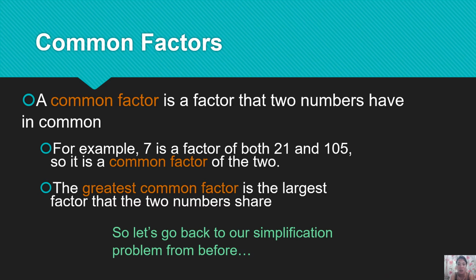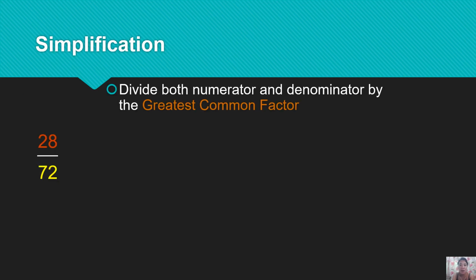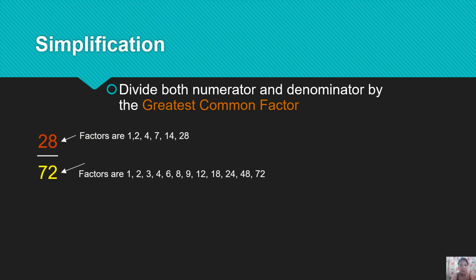So let's go back to our simplification problem from before. So we have here, divide both numerator and denominator by the greatest common factor. Our example, we go back to 28 over 72. So factors of 28 are 1, 2, 4, 7, 14, and 28. Sa 72, the factors are 1, 2, 3, 4, 6, 8, 9, 12, 18, 24, 36, and 72.